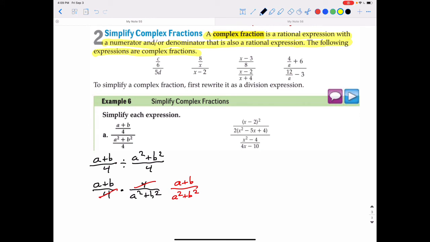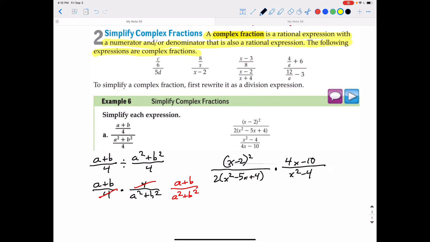Finally, the last one: x minus 2 squared over 2 times the quantity x squared minus 5x plus 4, divided by x squared minus 4 over 4x minus 10. So let's rewrite that. This will be x minus 2 squared over 2 times the quantity x squared minus 5x plus 4. And I'm going to go ahead and do the change, flip portion of it. So I'm going to change it to multiplication, and then in the same step, I'm going to go ahead and flip over that bottom fraction. So it'll be 4x minus 10 over x squared minus 4.